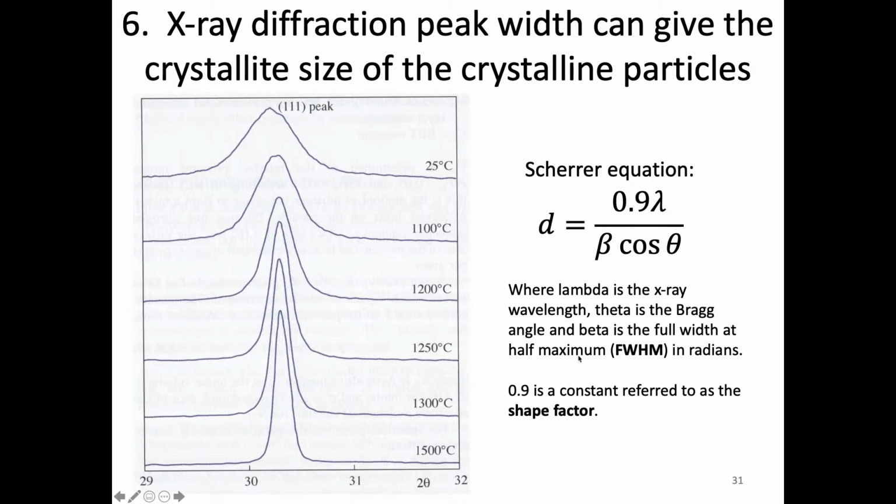So I always like the distinction full width half max, because it tells you exactly what you're trying to get. But that's what beta is in this case. So the Bragg angle really doesn't change, as you can kind of see from this image, and so that's constant. The wavelength of X-ray tends to be constant for an experiment. And we have this 0.9, which is a constant. This is known as the shape factor.